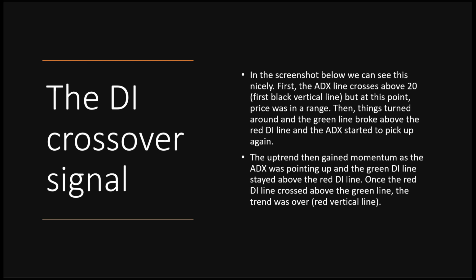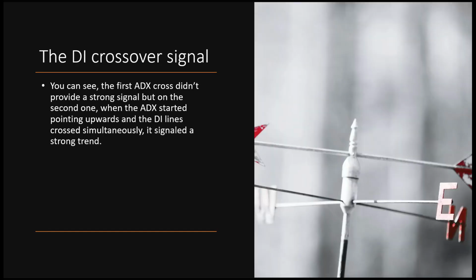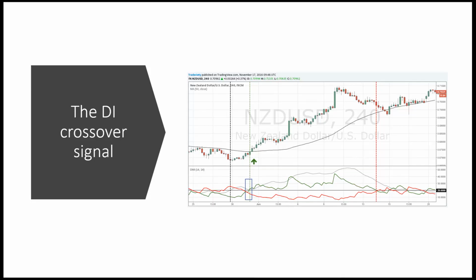So in this coming screenshot, we'll be able to see nicely, first the ADX line crosses above the 20. But at the same point, price was in a range. So you can see that the first ADX cross didn't provide a strong signal, but on the second one, when the ADX started pointing upward and the DI lines crossed simultaneously, it signaled a strong uptrend. So remember, you can use the ADX line by itself, and it shows you the momentum or the strength of that trend. But when you combine it with the DI lines, then we get some real information.